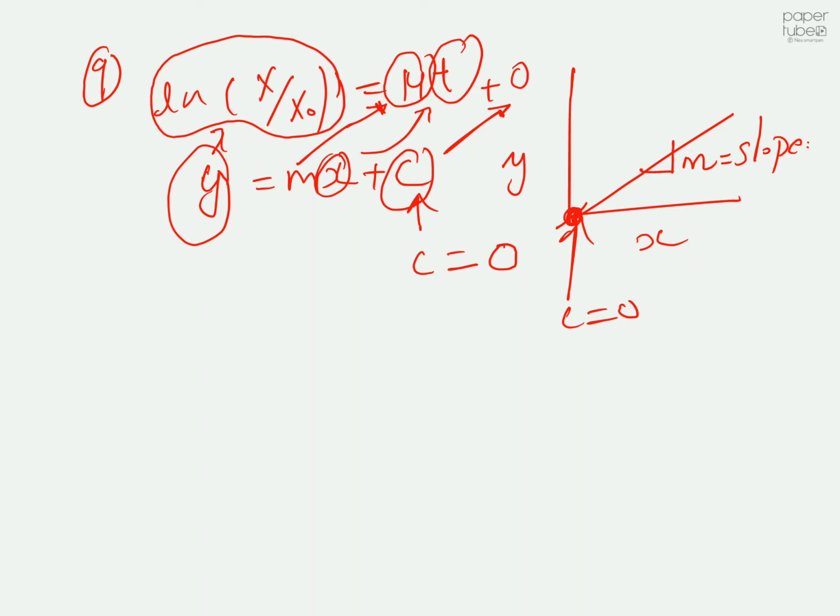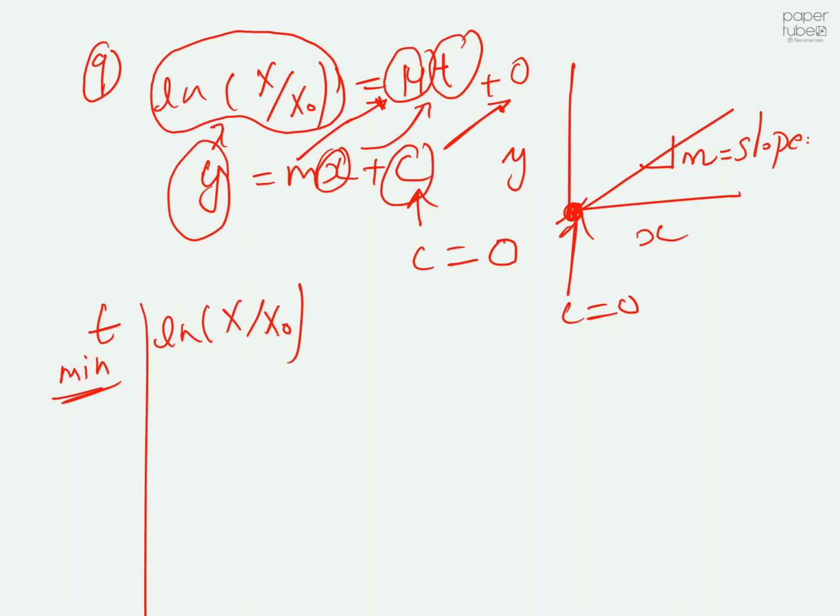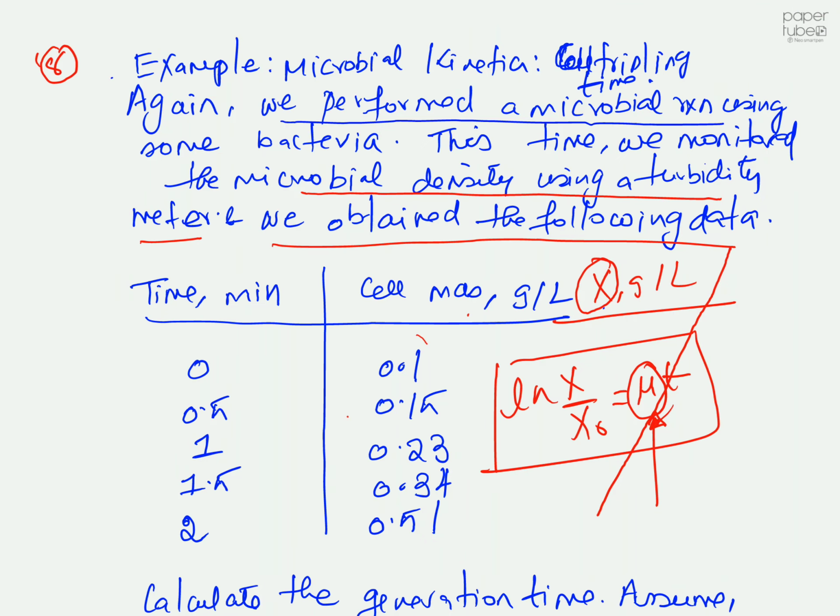We have time here, which is expressed in minutes, I believe, and we have our microbial concentration. I'm going to calculate X by X0. So what is this X0? If you go back to the table, X0 is your initial microbial concentration. When time t equals 0, whatever microbial concentration you have is nothing but your initial microbial concentration, which is equal to your X0 in this expression.